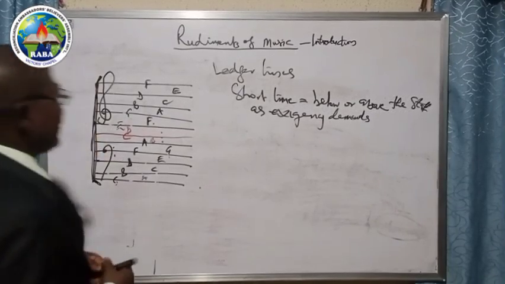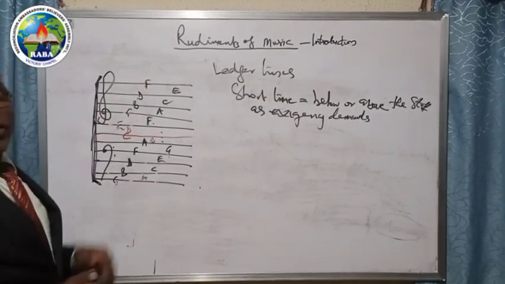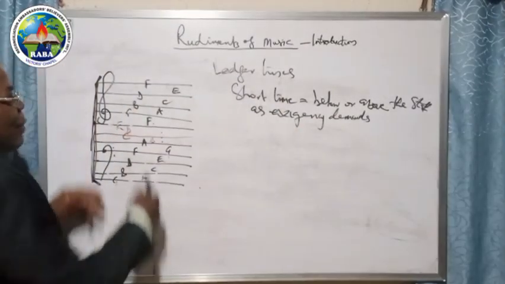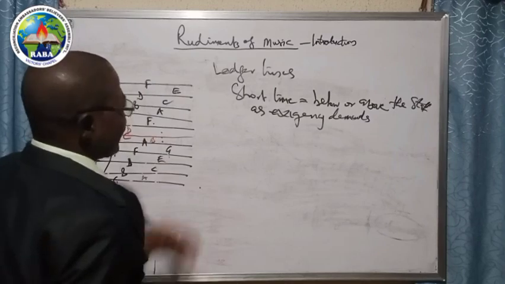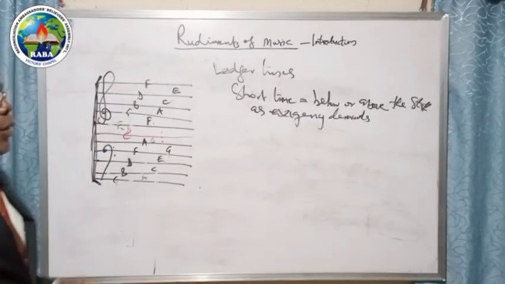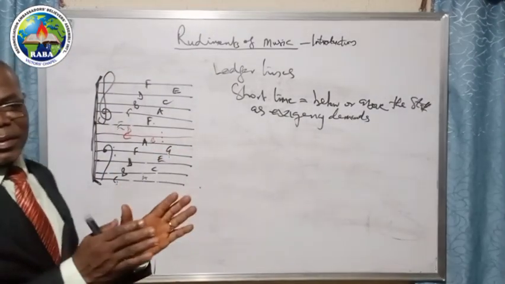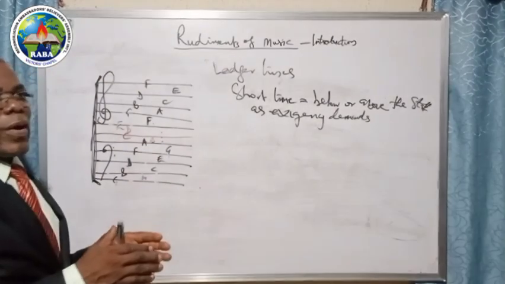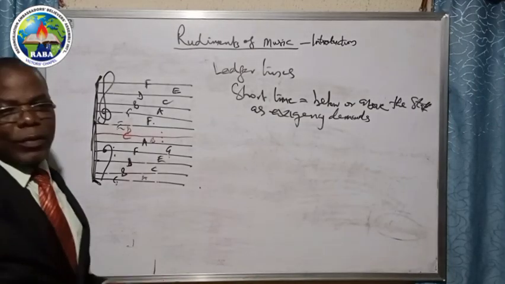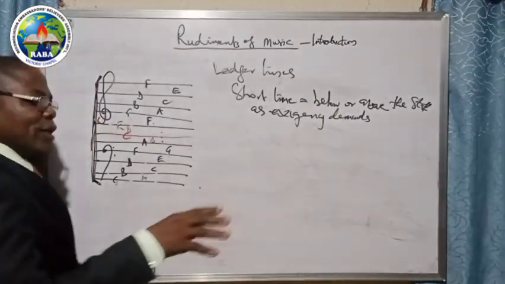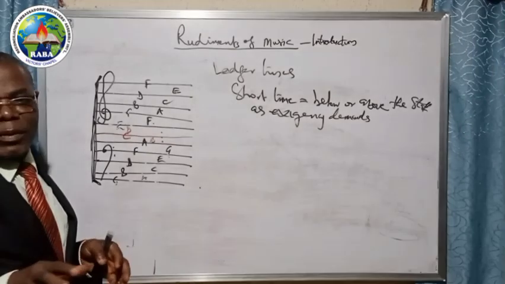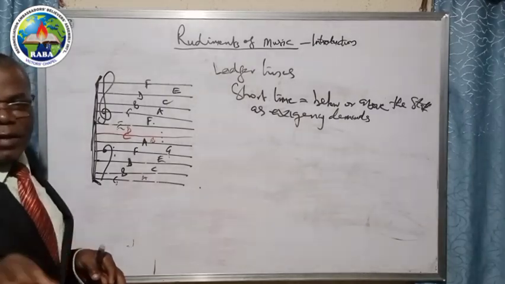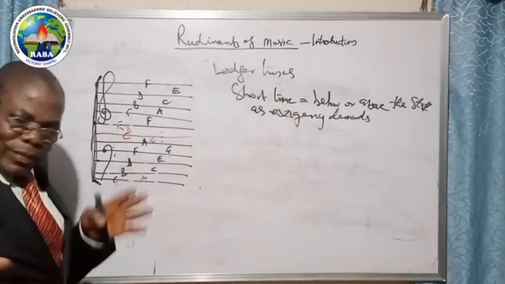Unlike the regular lines and spaces, those ones are long and they are permanently created. But when you're talking of ledger lines, they are only created when needed. For example, when you want to exceed 1 octave, an octave in music is a group of 8 notes, maybe from C to C. C, D, E, F, G, A, B, C, D, E, F, G, A, B, something like that.